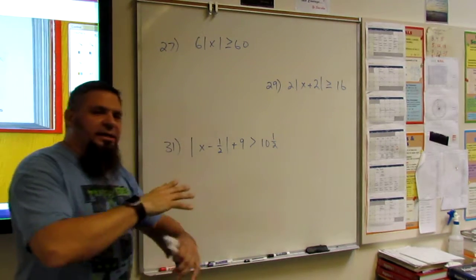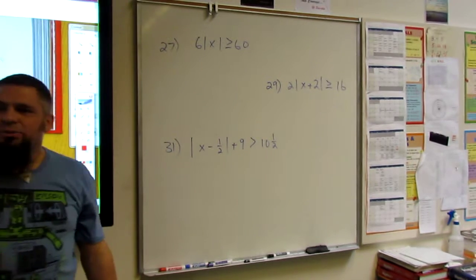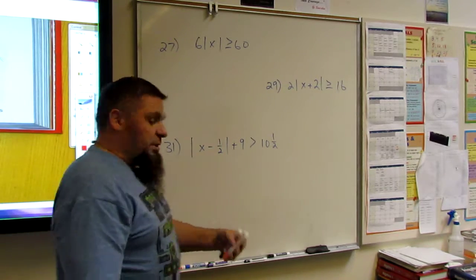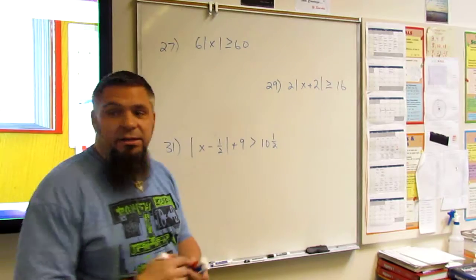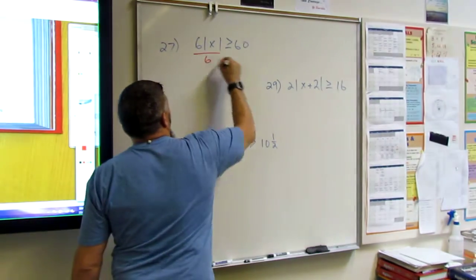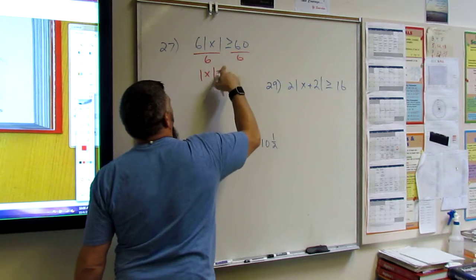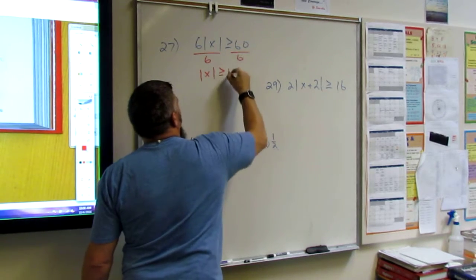Alright, this is 6 absolute value x. So what do I got to do before I can even touch the absolute values? I got to get them alone. How do I get the absolute value alone? Divide by 6. So I get absolute value of x is greater than or equal to 10.